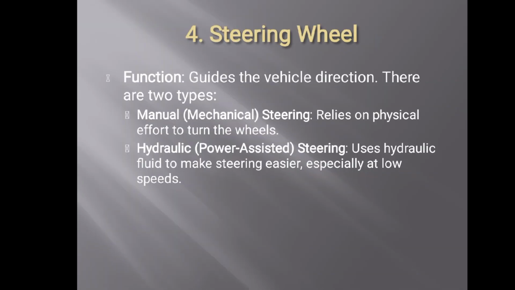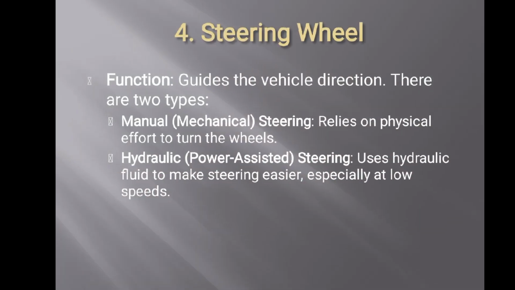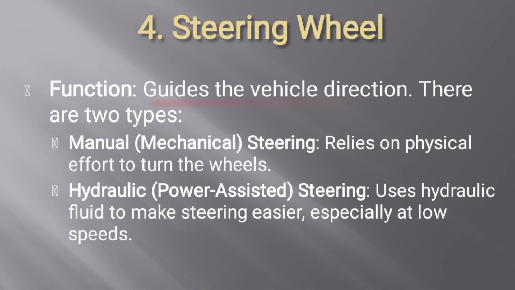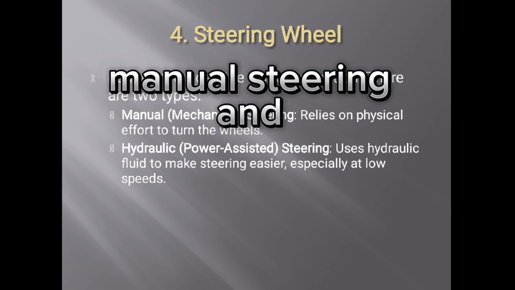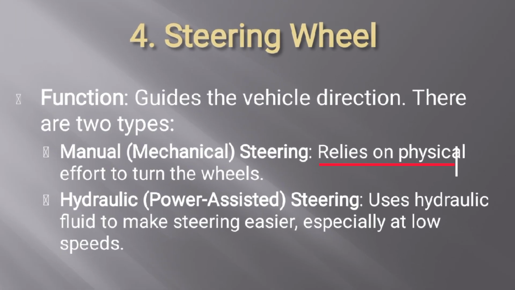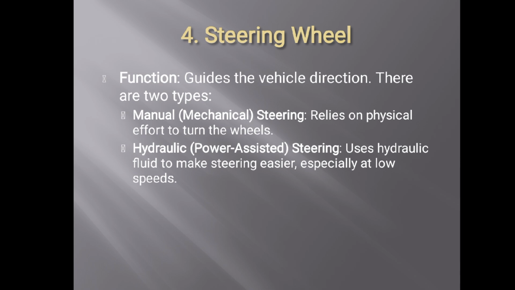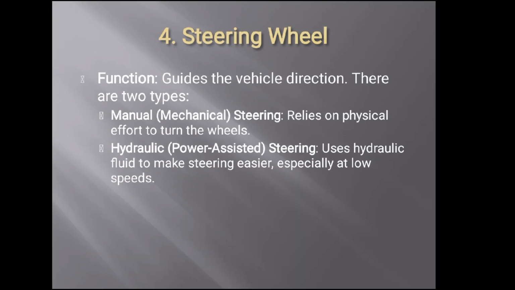The fourth vehicle control device is the steering wheel. The main function of the steering wheel is to guide the vehicle's direction, and there are mainly two types. These are manual steering and hydraulic steering. Manual or mechanical steering relies on physical effort to turn the wheels, while hydraulic or power-assisted steering uses hydraulic fluid to make steering easier, especially at low speeds. Therefore, hydraulic steering is better than manual steering.